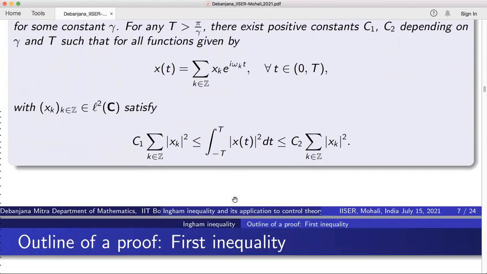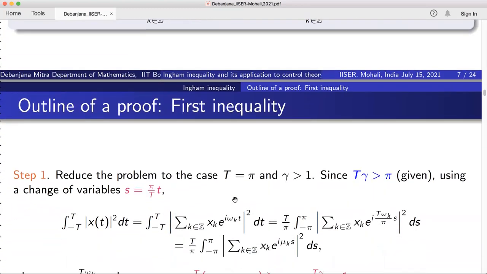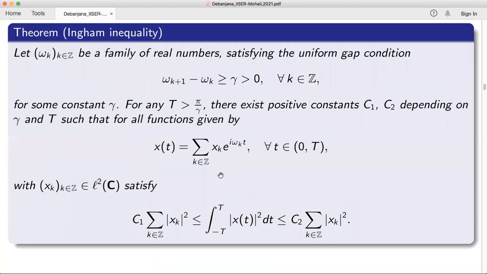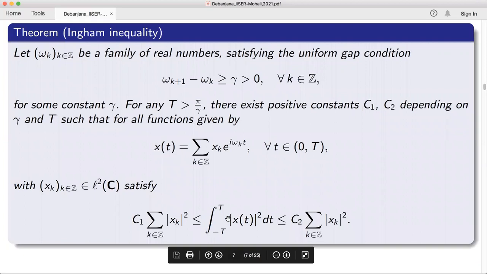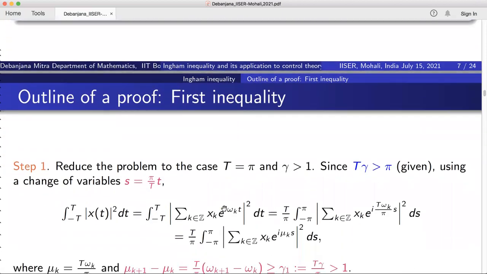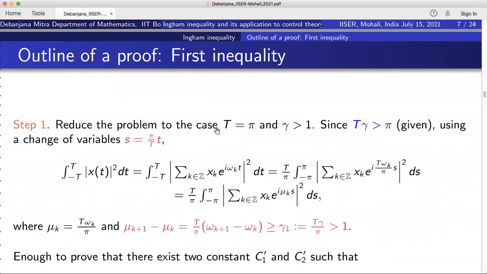Okay, so it was for any capital T greater than pi by gamma, so that condition is important, and we are taking the L2 norm in L2 of minus T to T. His first observation is that we can reduce the problem to the case T equal to pi and gamma strictly greater than 1. This is not difficult to see, I just wrote it for completeness.